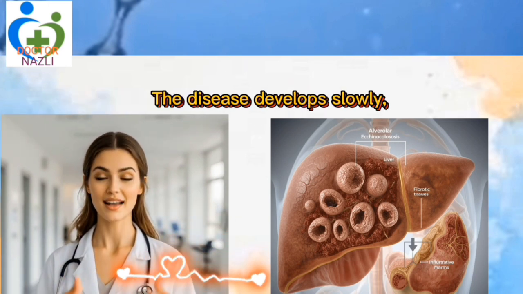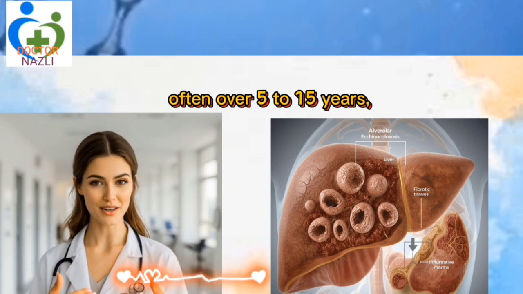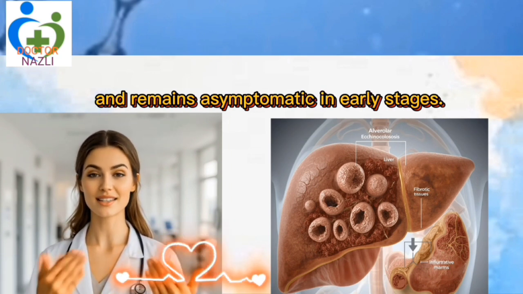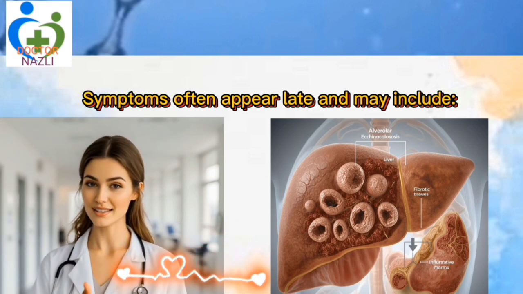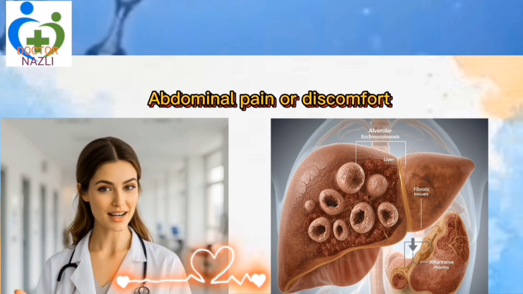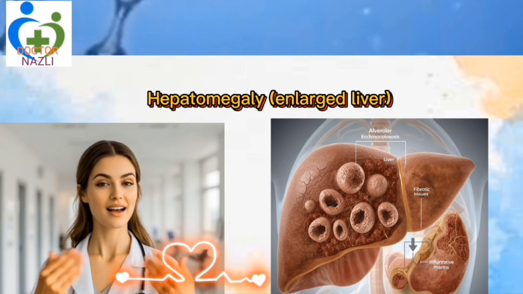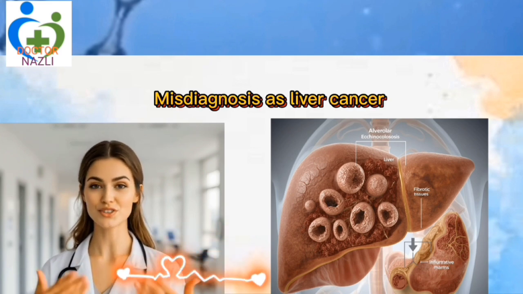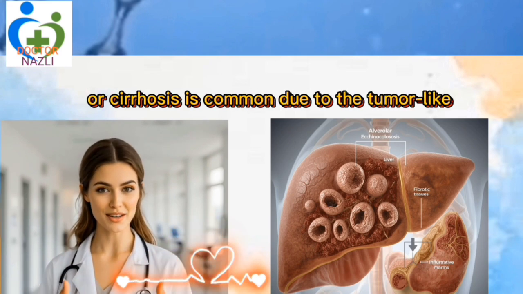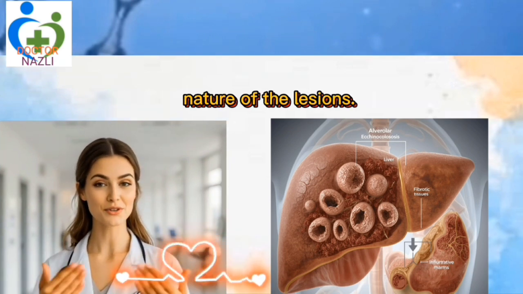Clinical course: the disease develops slowly, often over 5 to 15 years, and remains asymptomatic in early stages. Symptoms often appear late and may include abdominal pain or discomfort, jaundice, an enlarged liver, weight loss, and fatigue. Misdiagnosis as liver cancer or cirrhosis is common due to the tumor-like nature of the lesions.